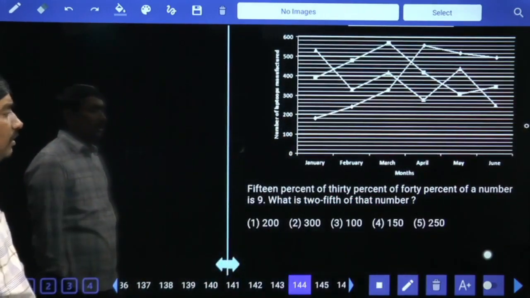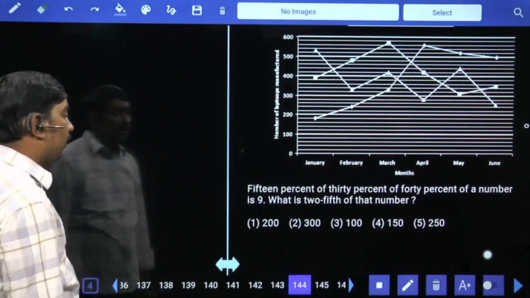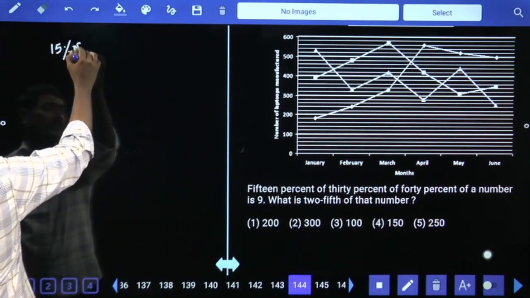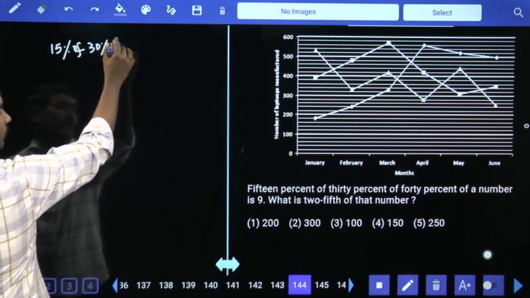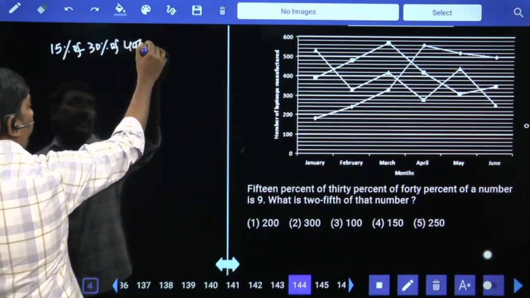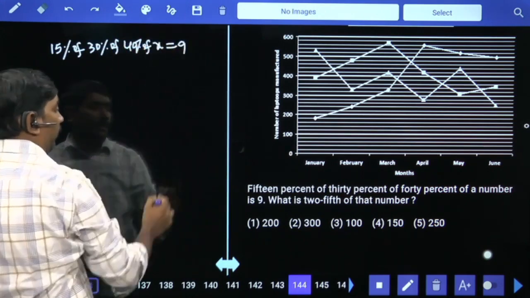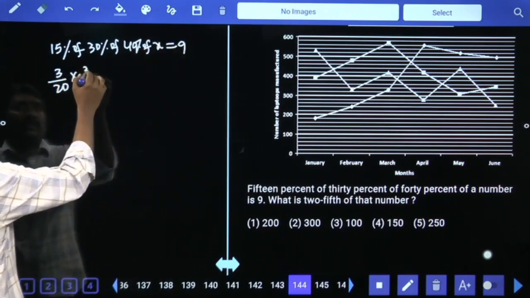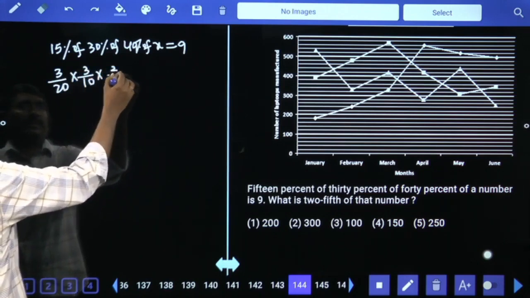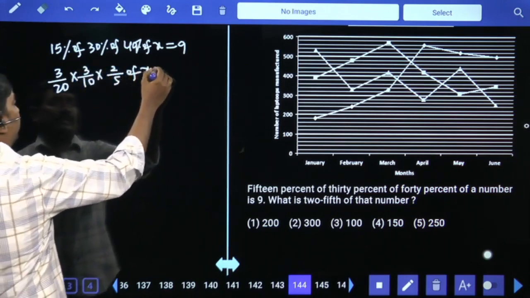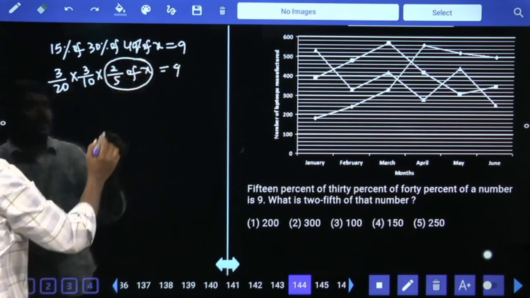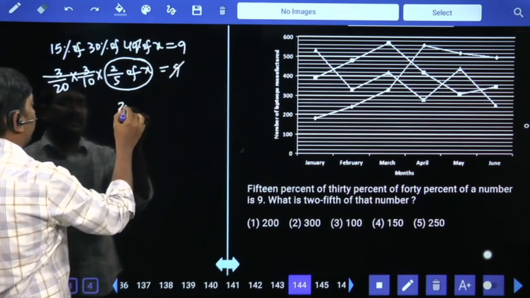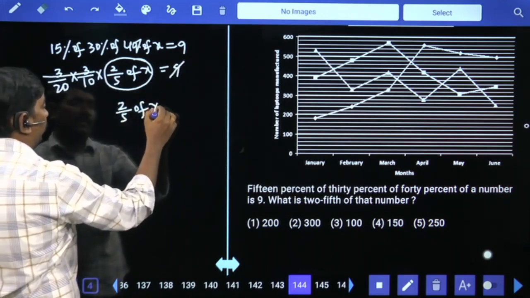15% of 30% of 40% of a number is 9. What is 2/5 of that number? 15% means 3 by 20. 30% means 3 by 10. 40% means 2 by 5 of x is equal to 9. 2/5 of that number means 2/5 of x is what we need to calculate. 3 3s are 9, 9 gets cancelled. So 2/5 of x is equal to 200.